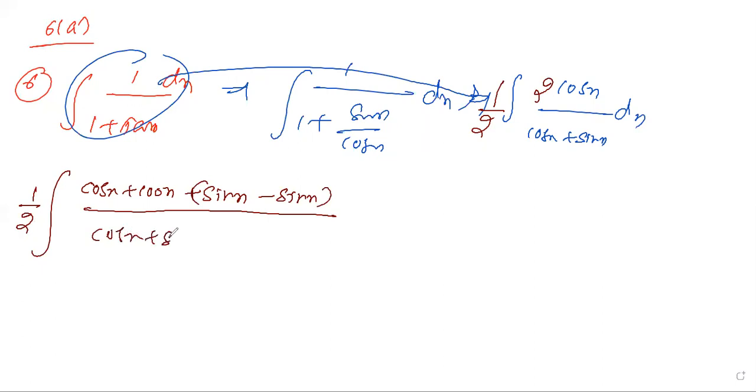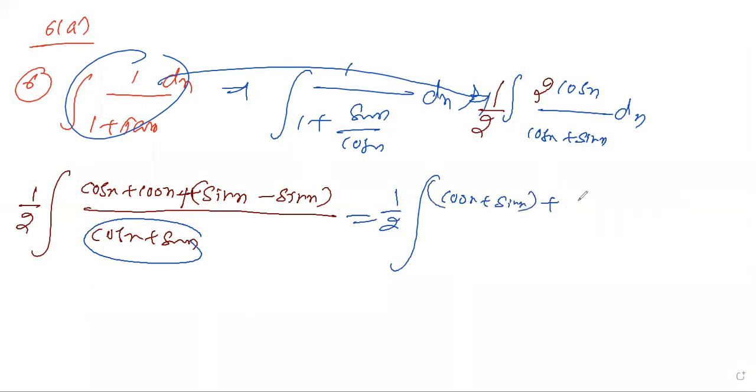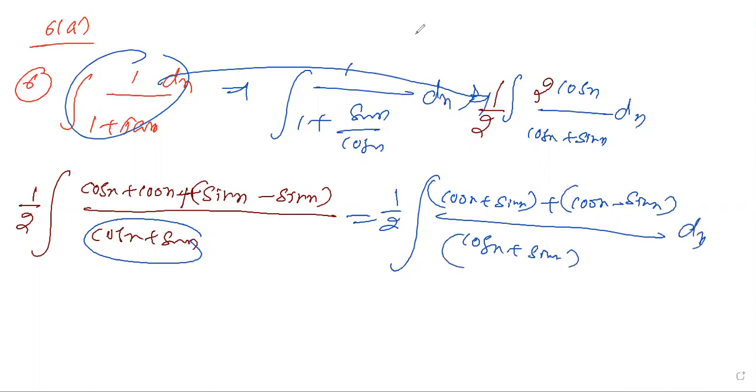Cos x plus sin x. Do you have any problem, Nana? These two terms I added and subtracted. Next, the denominator is already cos x plus sin x. I am writing the question as 1 by 2, with cos x plus sin x in one part and cos x minus sin x in another part, divided by cos x plus sin x. Still clear?